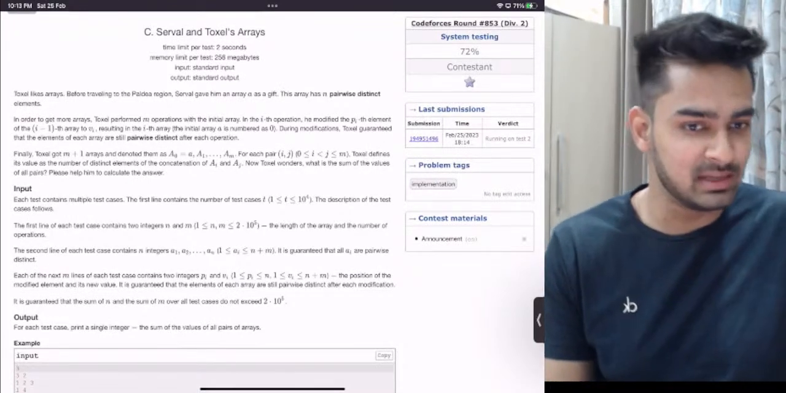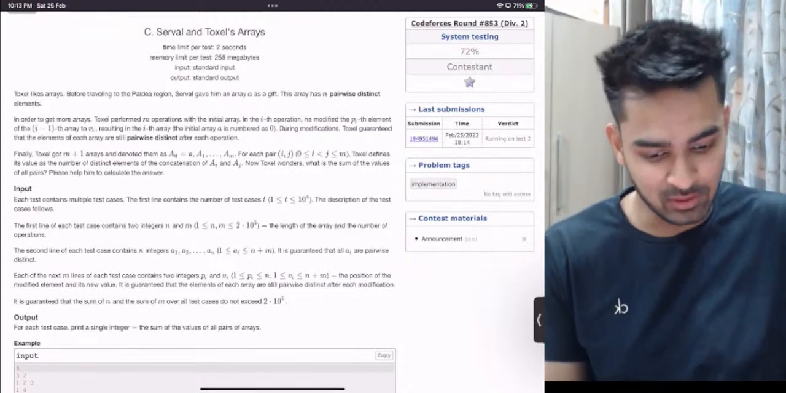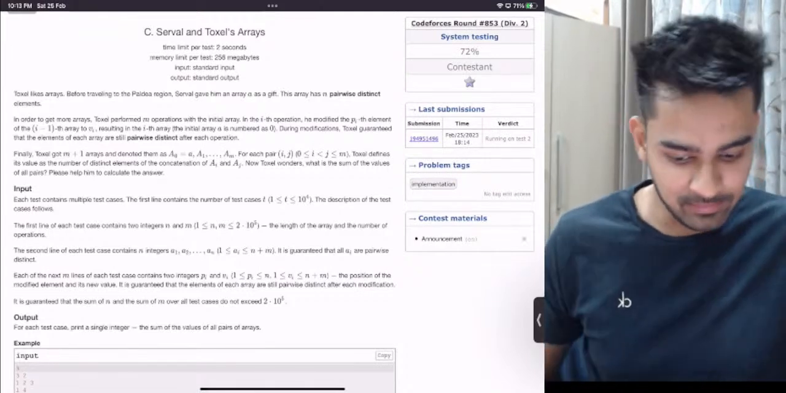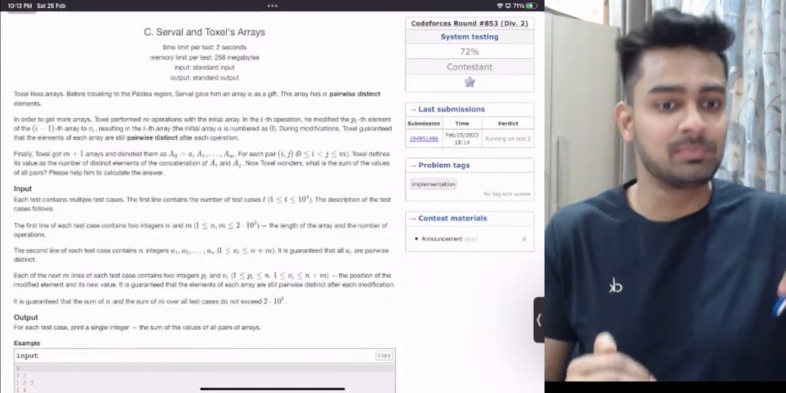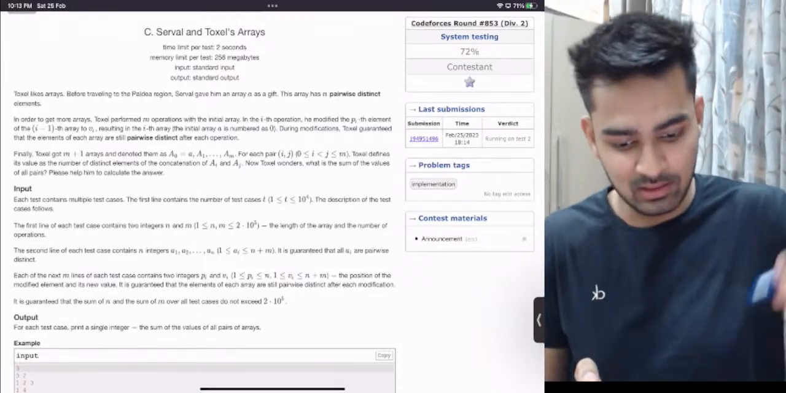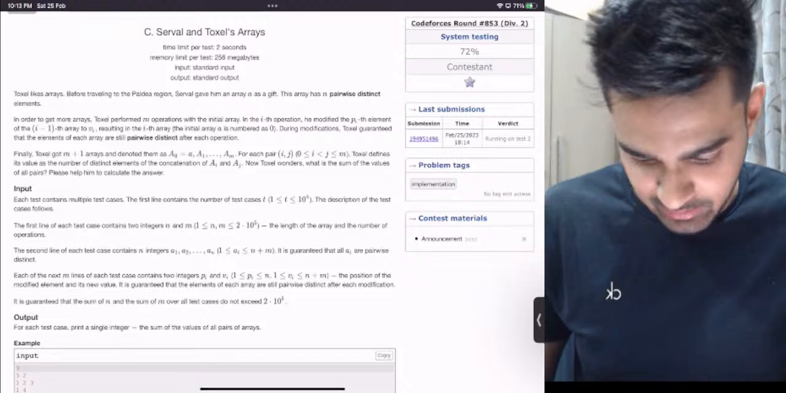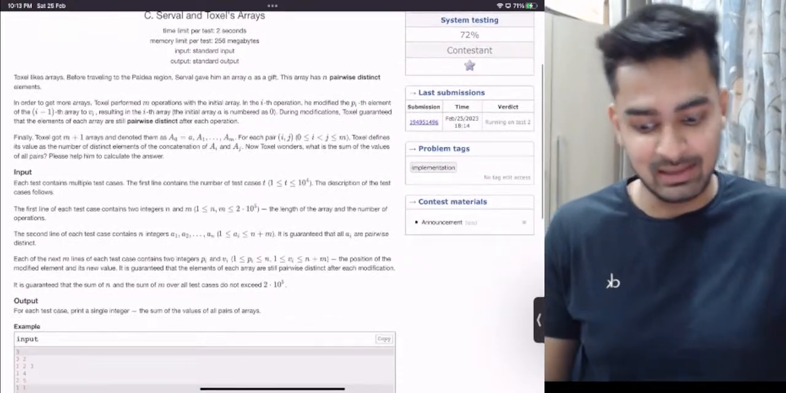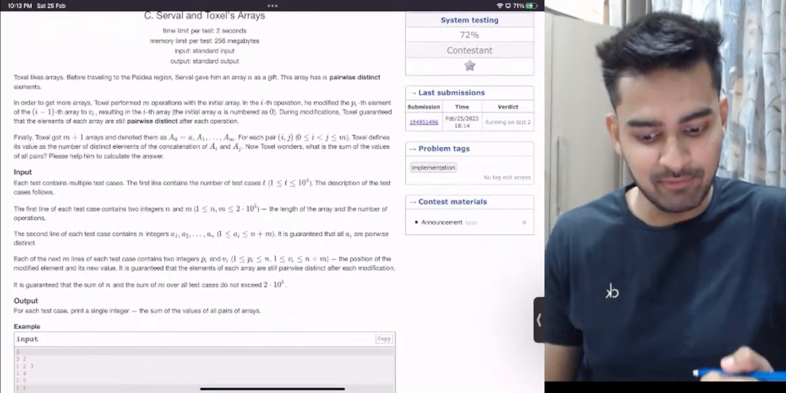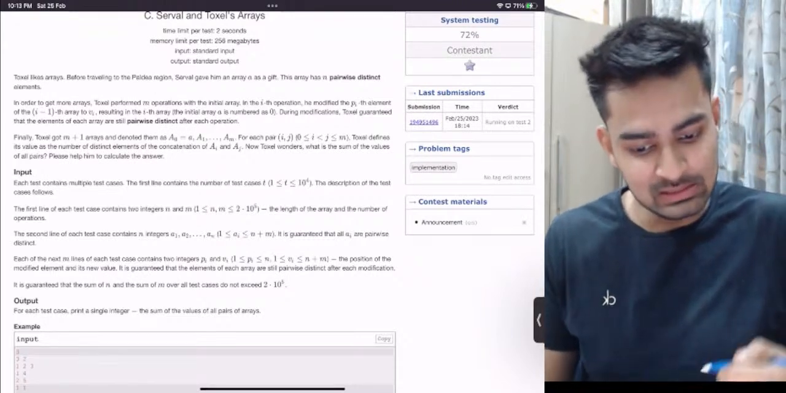So let's read C. The statement of C is a little confusing. It is more like an implementation problem. That's why we'll first understand what the problem is trying to say, and then we will solve the problem.